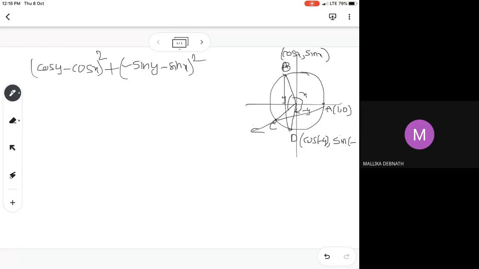Isn't it? So this is equal to AC square. What are the coordinates of C? Cos x plus y, sin x plus y. So this is equal to cos of x plus y minus 1 whole square plus sin of x plus y minus 0 whole square you are going to get.